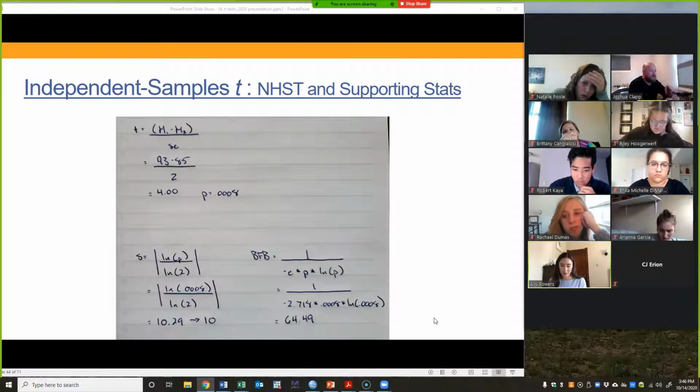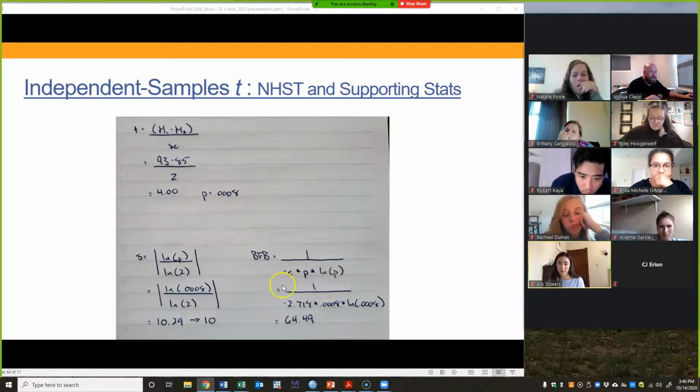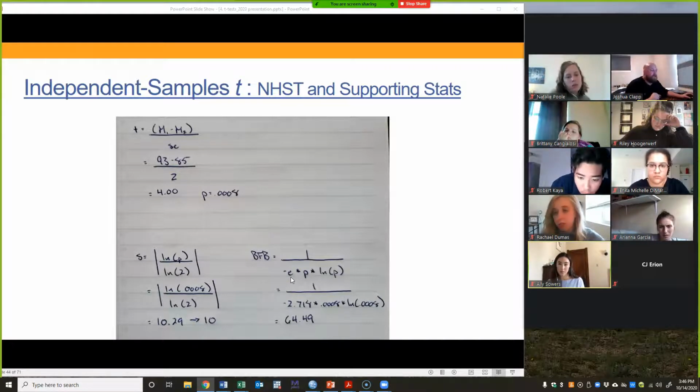Okay, so your head's in the right place, right? With the Bayes factor, there are prior probabilities and stuff like that. That's actually not what this is getting at. So here, 2.718, that number actually goes on infinitely. This is just base e. Okay, e is a constant. e is like pi or any other mathematical constant.